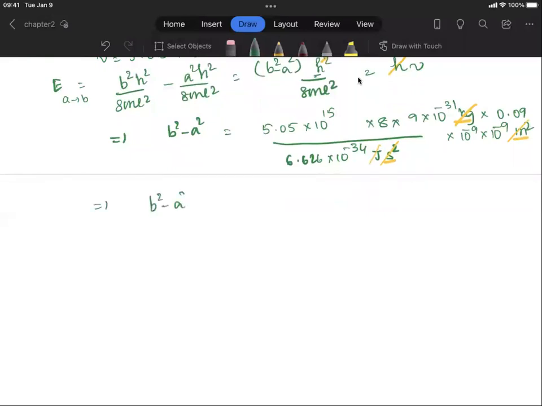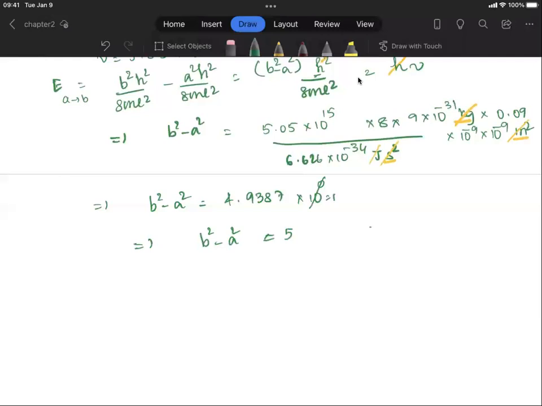That will give me B squared minus A squared to be equal to, let's compute what it is, 5.05 times 8 times 9 times 0.09 divided by 6.626. So that's 4.9387 times 10 to the power. I have a feeling they're all going to cancel out. Yes, they indeed do. So this is equal to 1. So B squared minus A squared is approximately equal to 5.